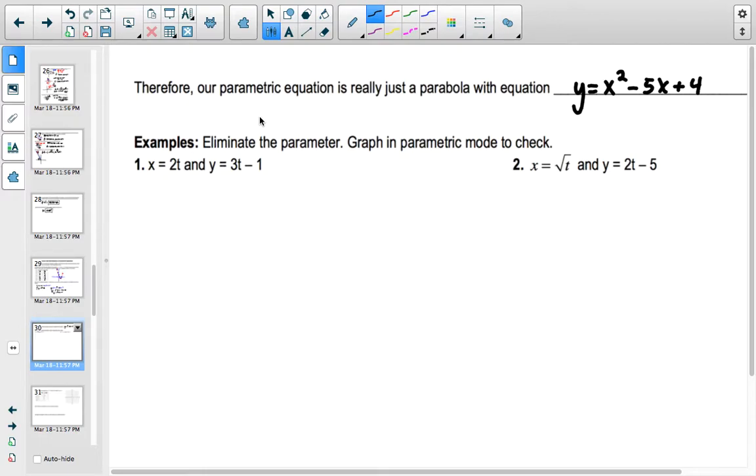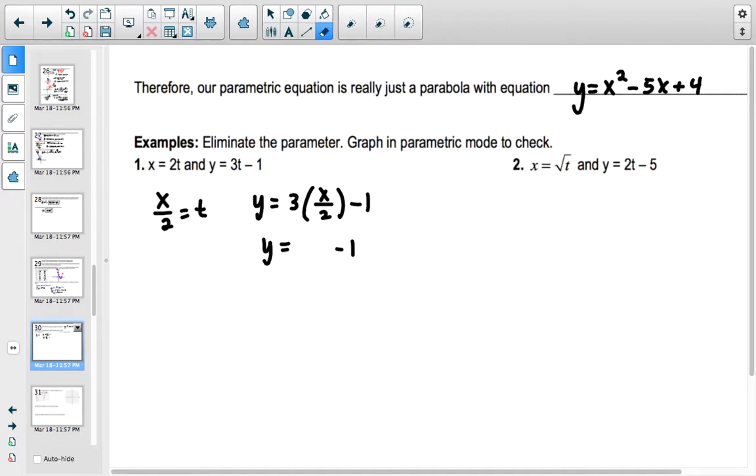All right, so which one looks easiest to get the t by itself? X. Yeah, let's get the x equation. So I'm going to divide by 2, and I get t. And then I plug it into the second equation. So I'm going to plug in x over 2 and replace that t. So it's really going to be, let me write it in a more familiar form. Do you guys see how it's 3 over 2 x minus 1? So it would be a line. And it says graph in parametric mode to check. So we're going to use our calculators in what we call parametric mode.